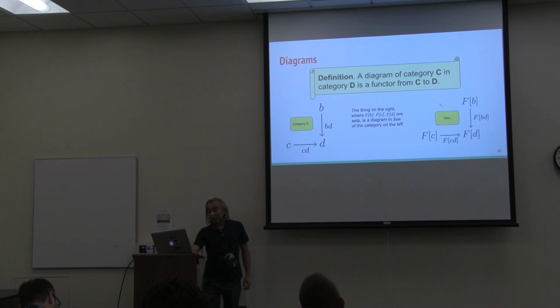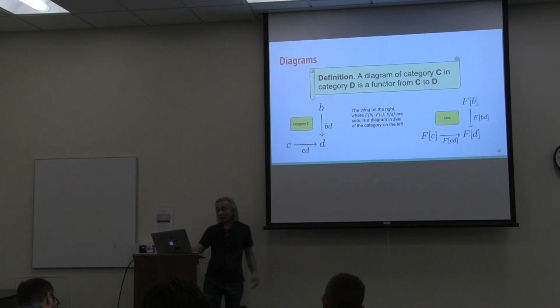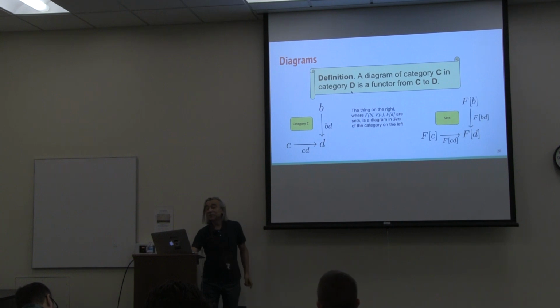So a diagram of a category C in category D is a functor from C to D. That's it. Have two categories. A functor is a diagram, except that we don't talk about diagrams if category D is something trivial, small, primitive. Usually diagrams are into sets or into other toposes, like finite sets.